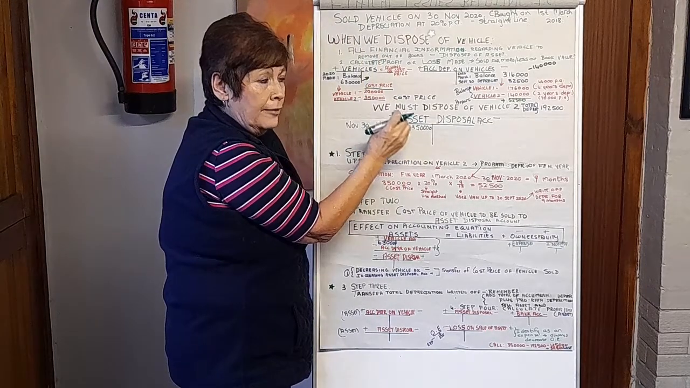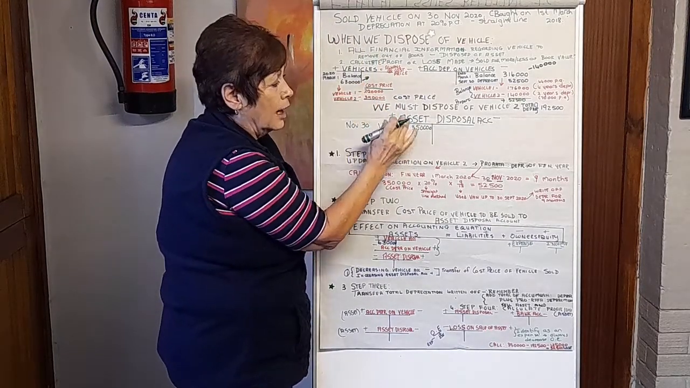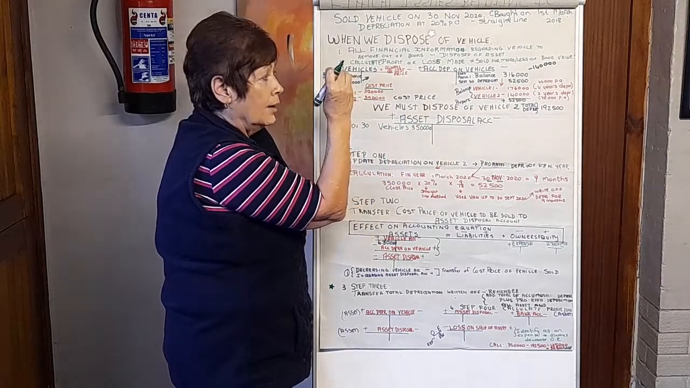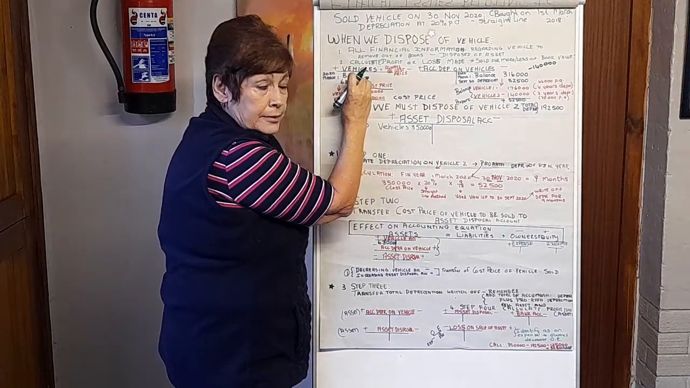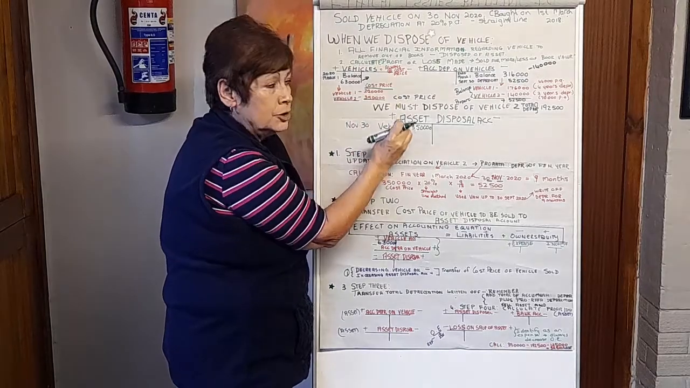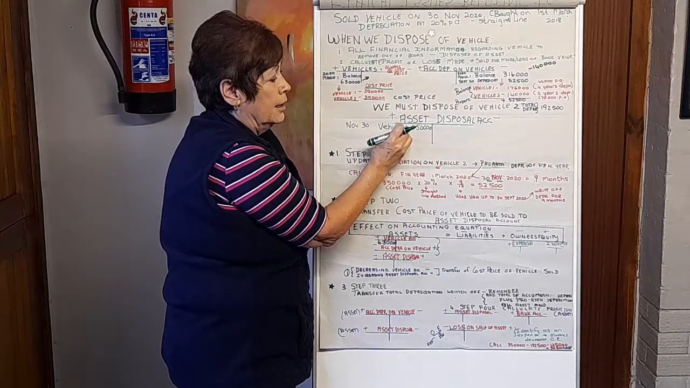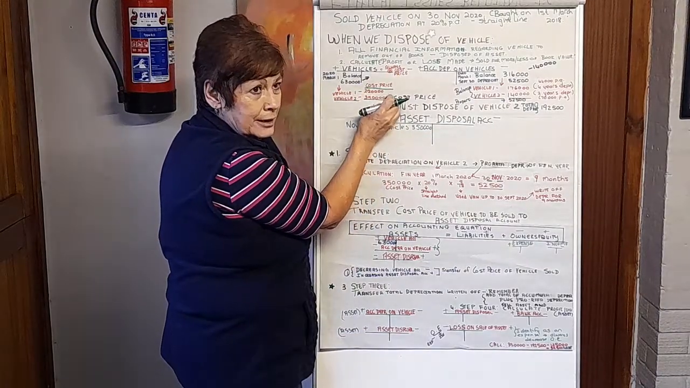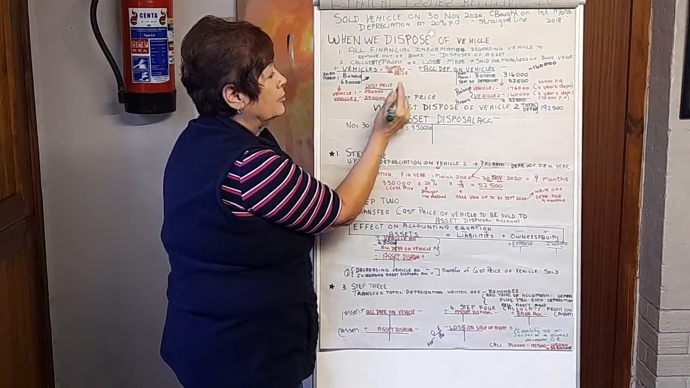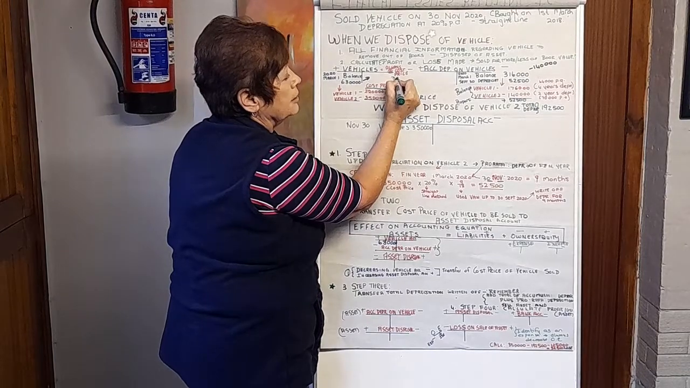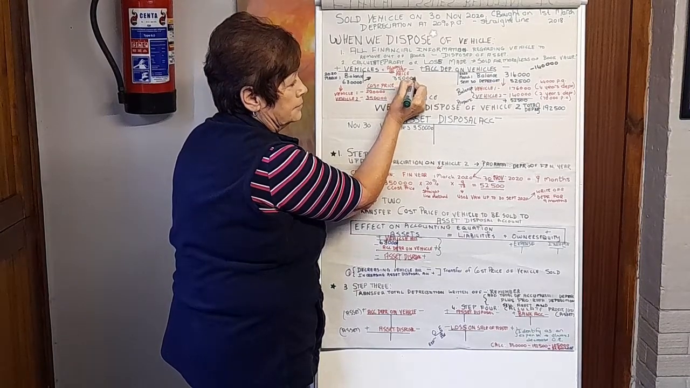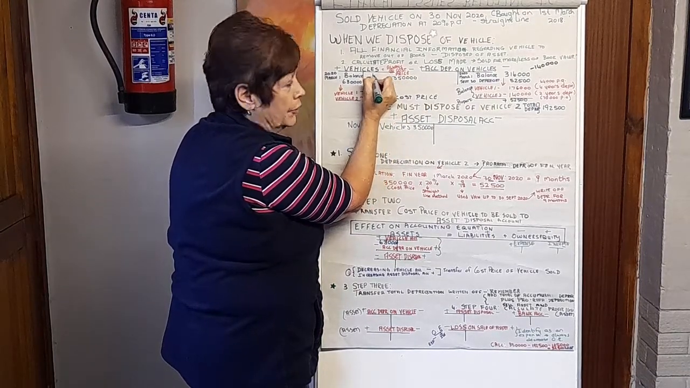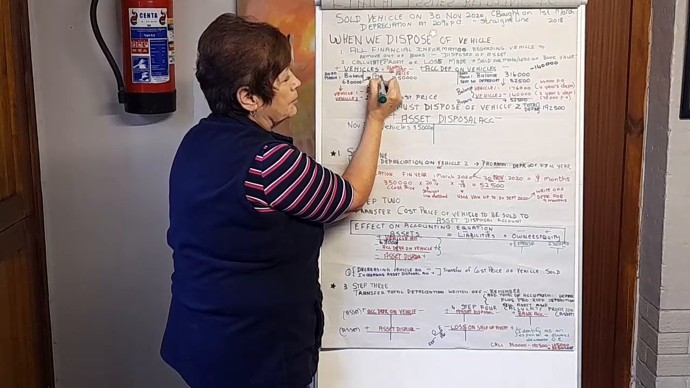Remember now, I've created a special account. I'm going to transfer the vehicle from this account to this account. How do I do it? By decreasing my vehicles with 350,000 and transferring it to the asset disposal.